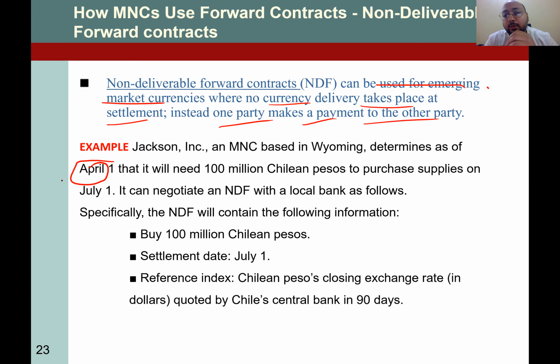Okay, so it can be negotiated as an NDF with a local bank as follows. Specifically, the NDF will contain the following information, because you need to pay in Chilean pesos. So you would be buying 100 million Chilean pesos. So you enter into a contract to buy Chilean pesos. So the contract will be called a buy forward contract, specifically a buy NDF, right? Settlement date is the date at which you need to settle. Settlement date is July 1st. Reference index is 100 million.